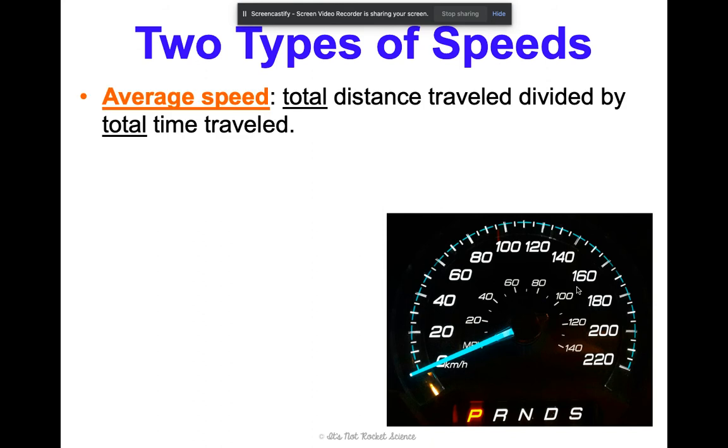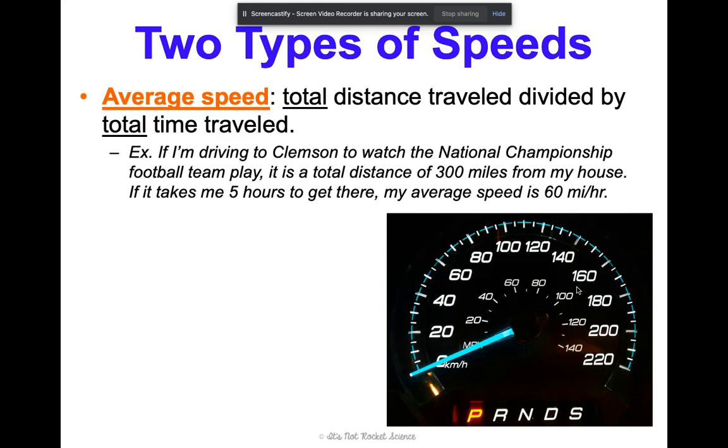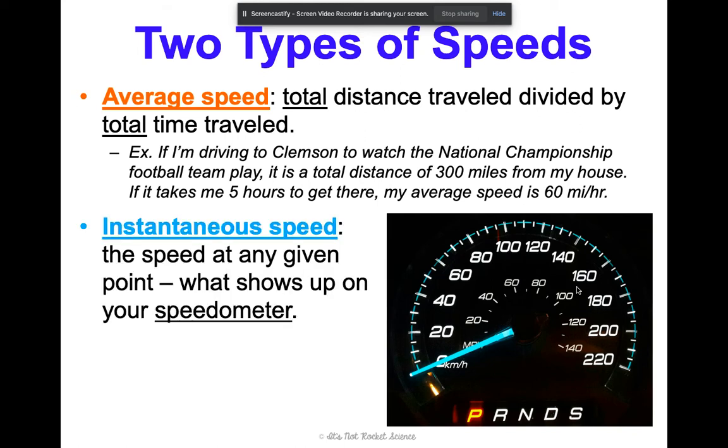Two types of speed: average speed is total distance traveled divided by total time traveled. So for example, if I were to travel to Clemson to watch the national championship football team play, it is a total distance of 300 miles from my house. If it takes me 5 hours to get there, my average speed is 60 miles an hour.